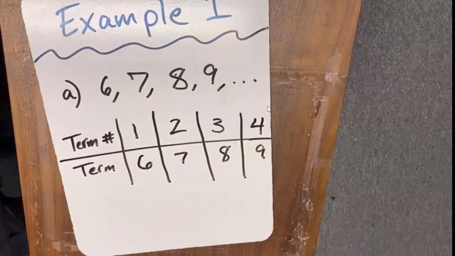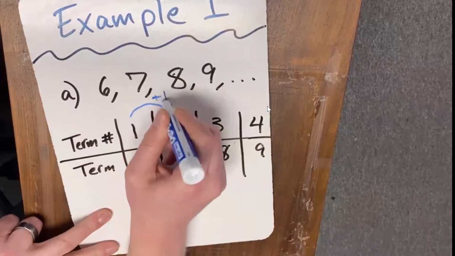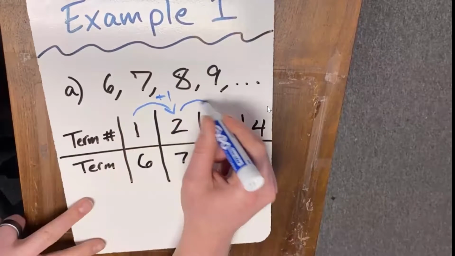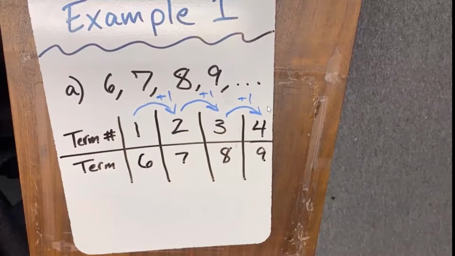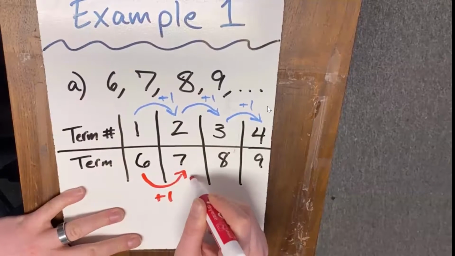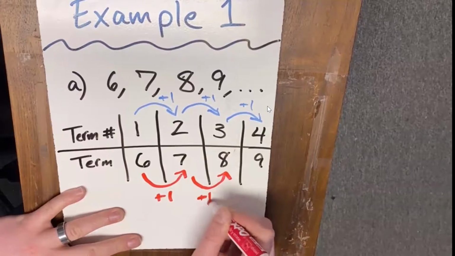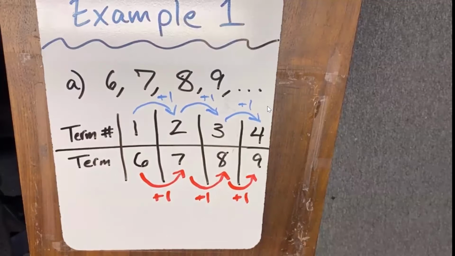fourth term. So the difference of term numbers is only plus 1: 1 to 2, 2 to 3, and 3 to 4 are each plus 1. Now for my terms, 6 to 7 is plus 1, 7 to 8 is adding 1, and 8 to 9 is also adding 1. So the terms have a common difference of 1.